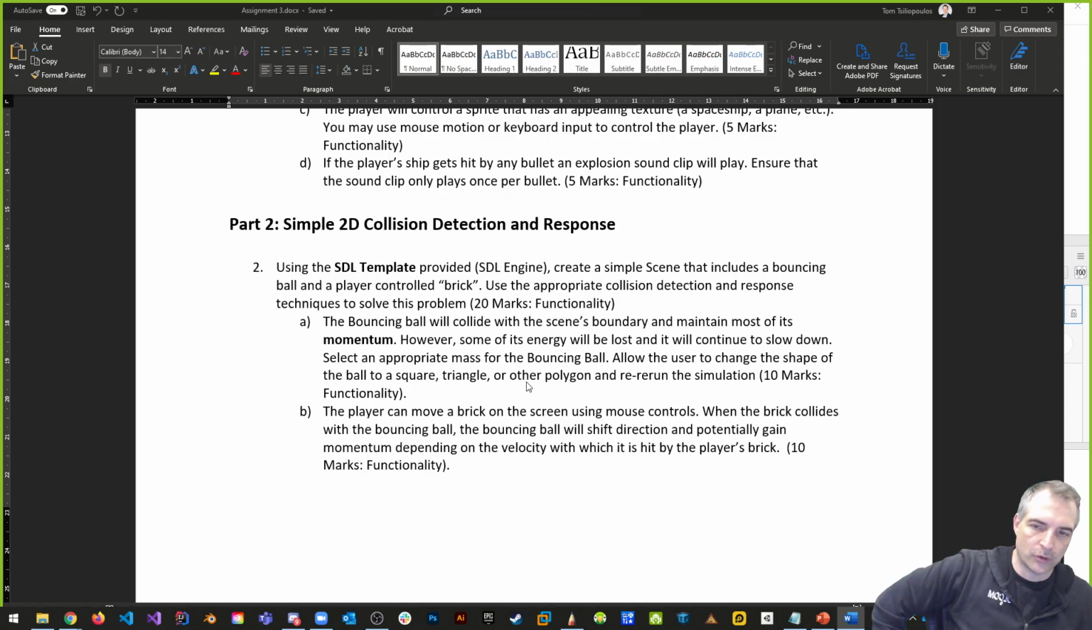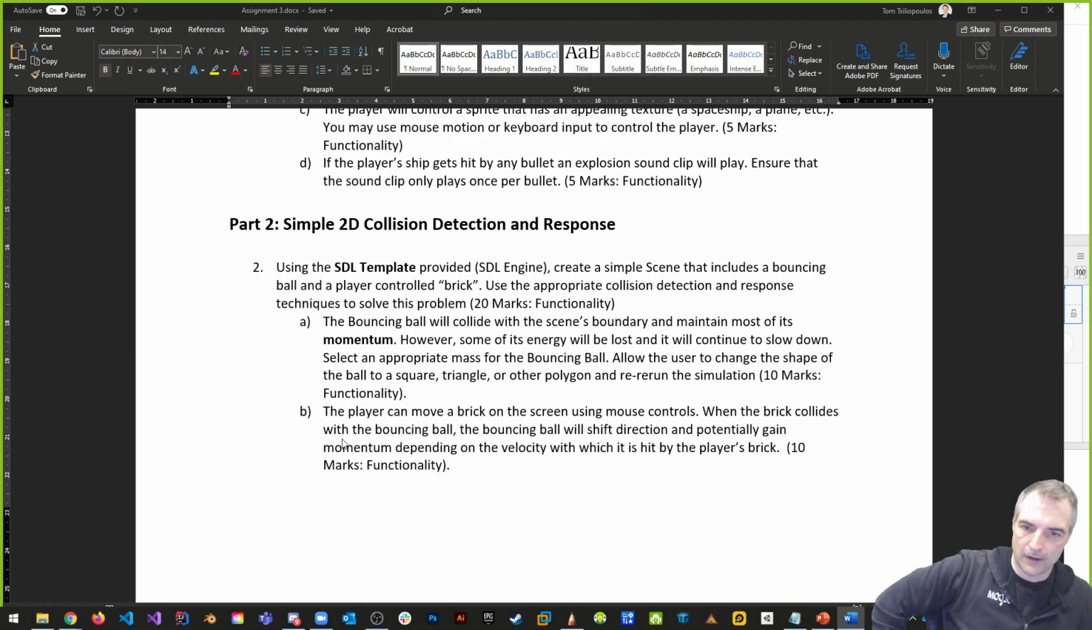So this is part of the controls that you'd be using. The player can move the brick on the screen using mouse controls. When the brick collides with the bouncing ball, the ball will shift direction and potentially gain momentum, depending on the velocity with which it is hit by the player's brick.